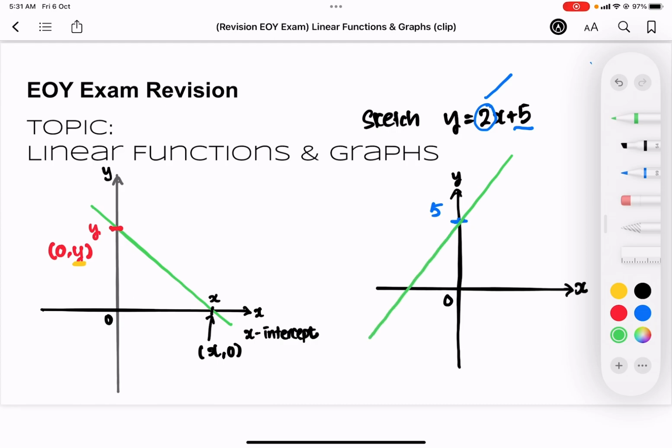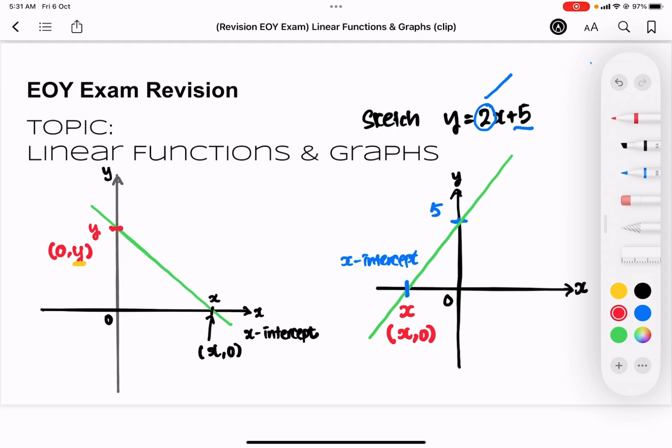Now, on the graph, we need to label two things. We have the y-intercept, but we must also find out what the x-intercept is. For the x-intercept, since we do not know the value of this point, let's give it a value which is x. And therefore, for this point, the coordinates would be (x, 0).